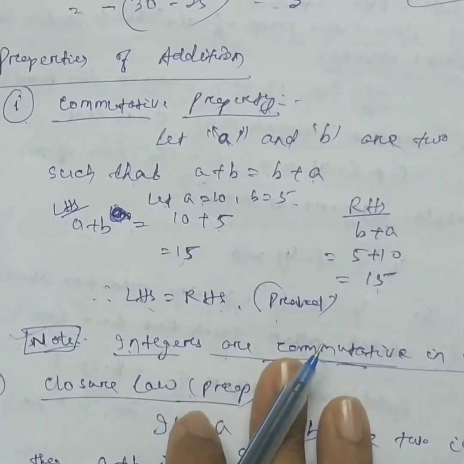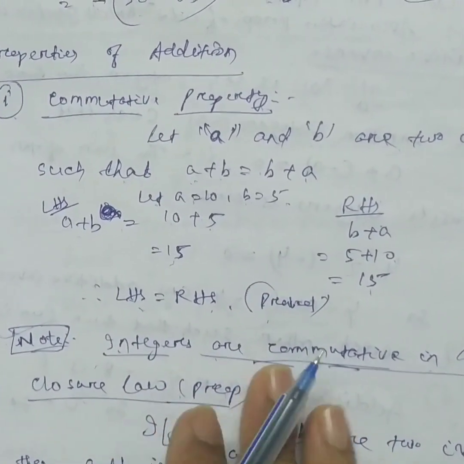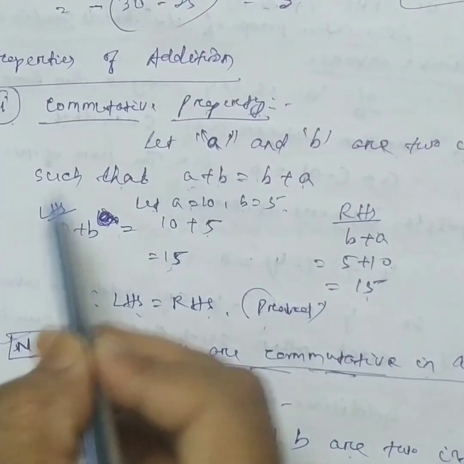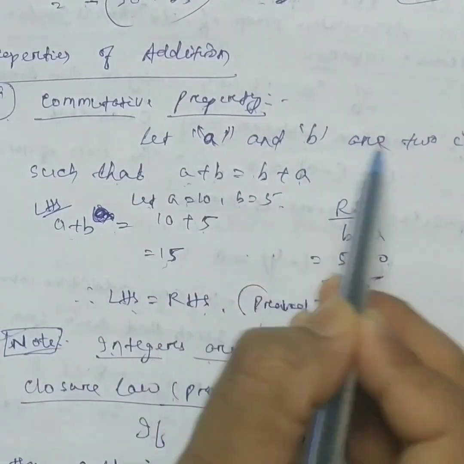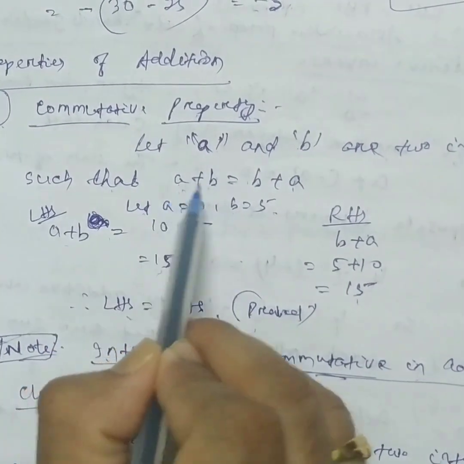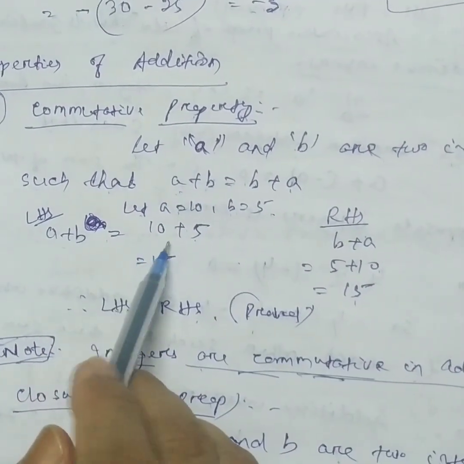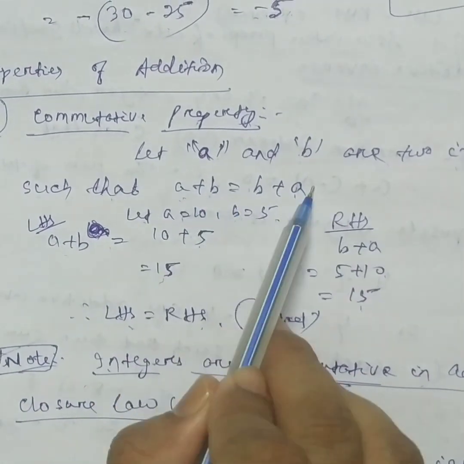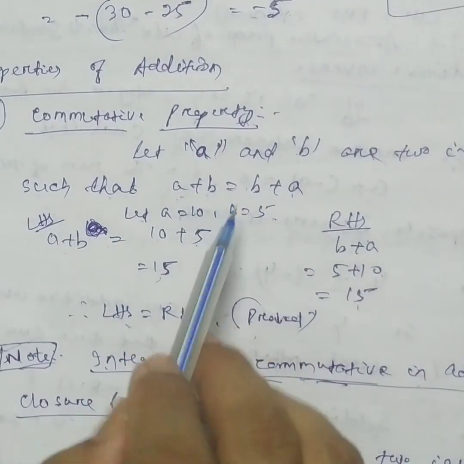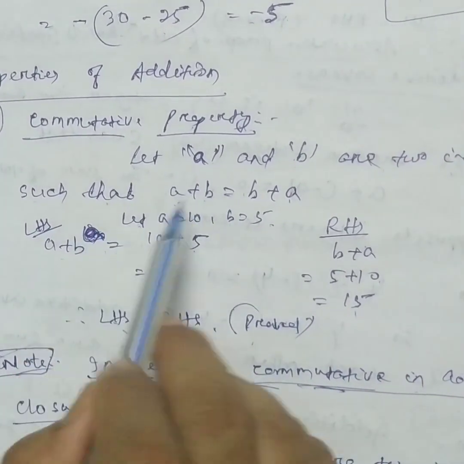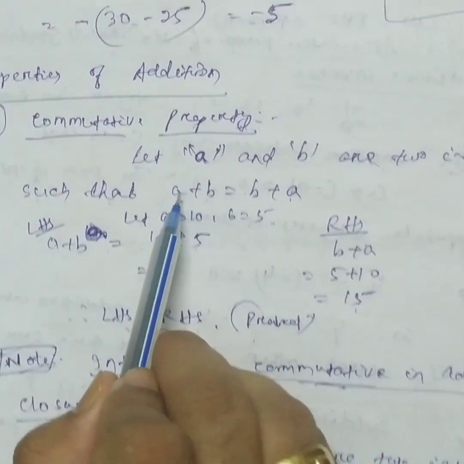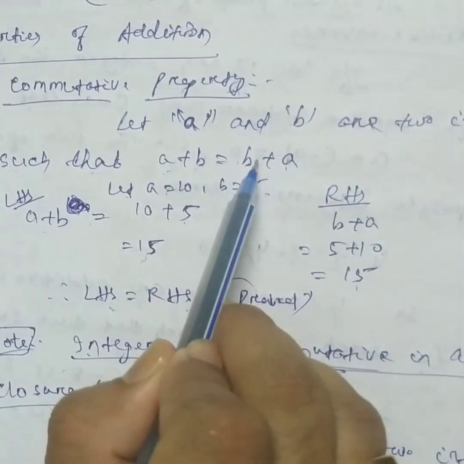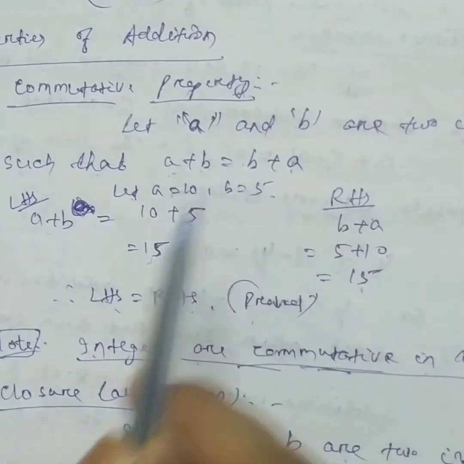Okay. Coming to the properties of addition. The first property I have written here is the commutative property. What is that? Let a and b be two integers, such that a plus b is equal to b plus a. You can take c and d, x and y, anything. That means if I change the order, the value remains constant. If I add two numbers and interchange their order, the sum will be the same.